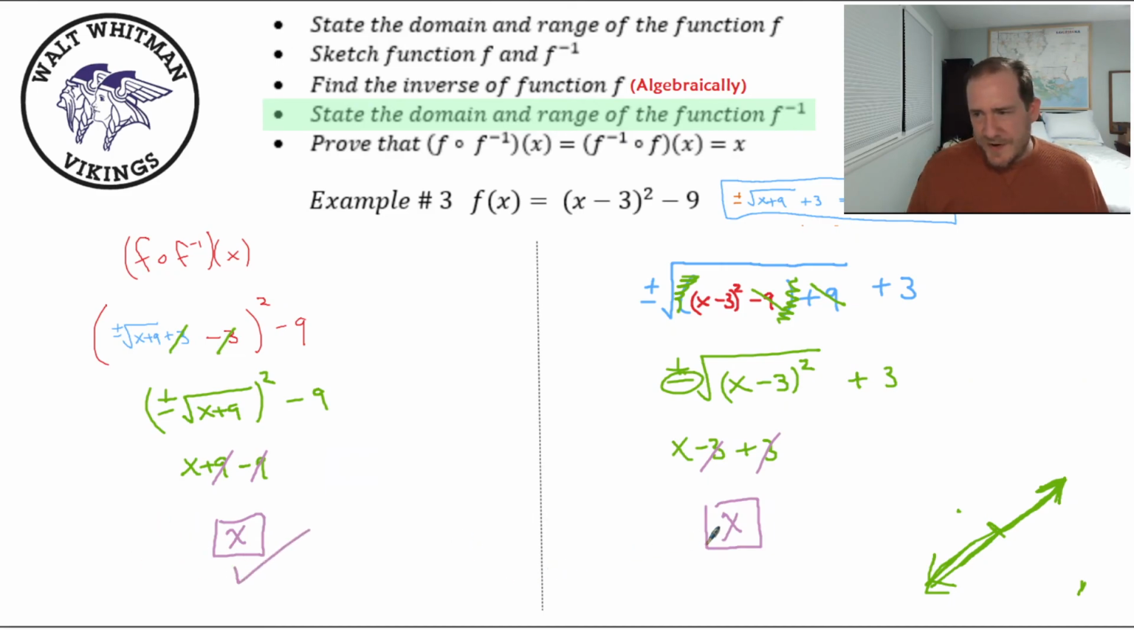We are supposed to land on x. We do have the right inverses. So everything should be hunky-dory. And that's it. That's the end of example 3.